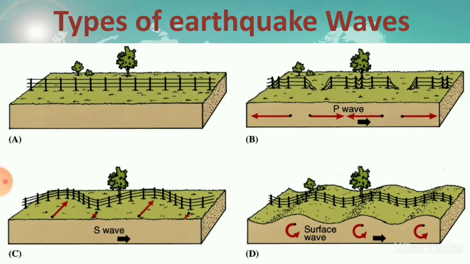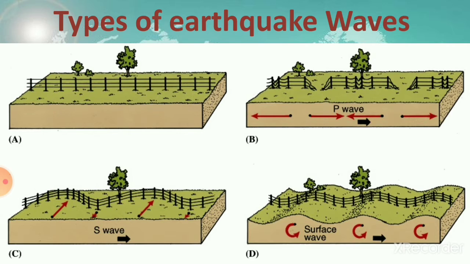So what are primary waves? Primary waves or push waves are the first to arrive as they are the fastest. These waves usually travel at the speed of about 6 km per second. These waves cause relatively small displacement. Now you can see that in figure A, there is nothing misplaced. Everything is in place. But in figure B, when we have primary waves, we have little displacement of the things on the surface of the earth.